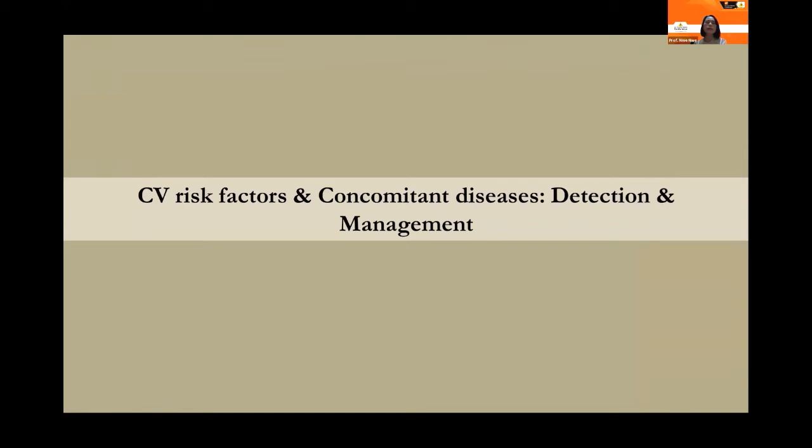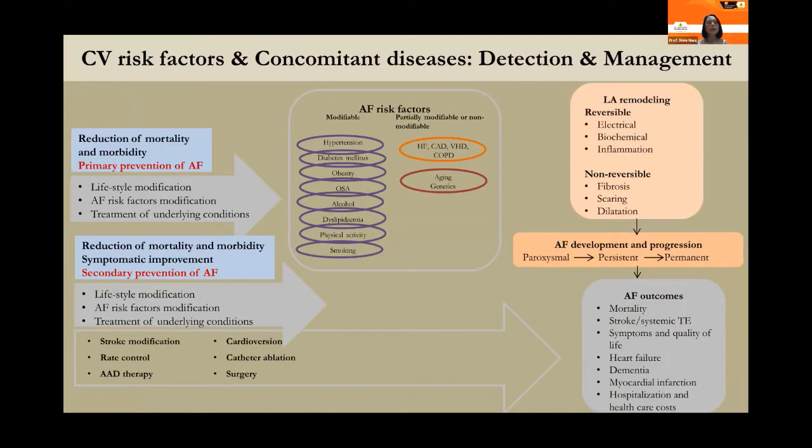This is my final slide before going to the summary. You can see here the aim of the management of atrial fibrillation is the reduction of mortality and morbidity. The primary prevention of atrial fibrillation is lifestyle modification. That means cardiovascular risk factor management, atrial fibrillation risk factor management, and treatment of the underlying condition. For the secondary prevention, in addition to that, there is stroke prevention, symptom control by either rate control or rhythm control, and then control of comorbidities and cardiovascular risk factors. This is for the secondary.